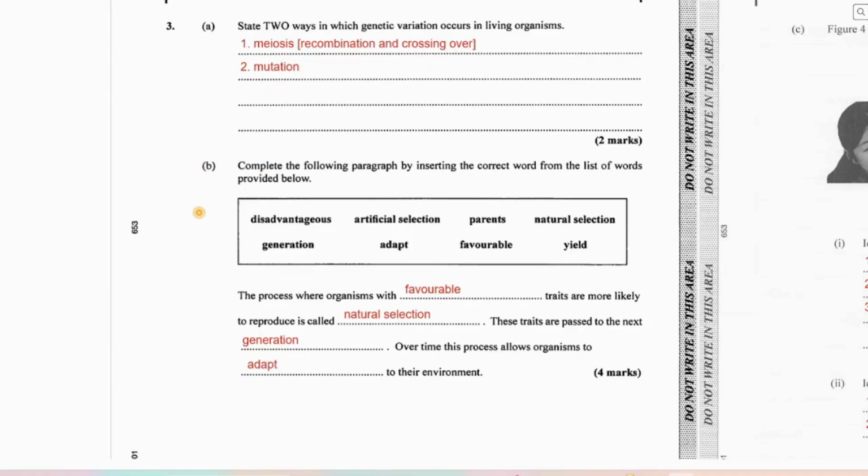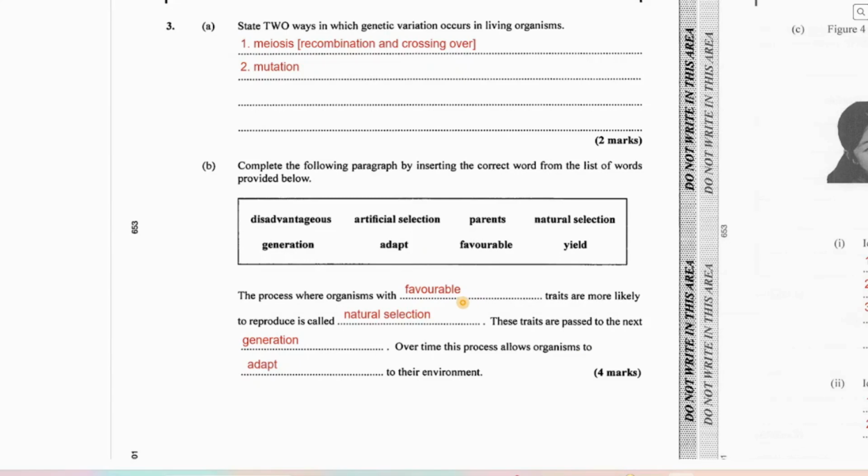B. So complete the following paragraph by inserting the correct word from the list of words provided below. So you have these 8 words here, and we have to choose 4 from this set that will fit in. So the process where organisms with favorable traits are more likely to reproduce is called natural selection. And these traits are passed to the next generation. Now, over time, this process allows organisms to adapt to their environment. So, favorable traits are natural selection.